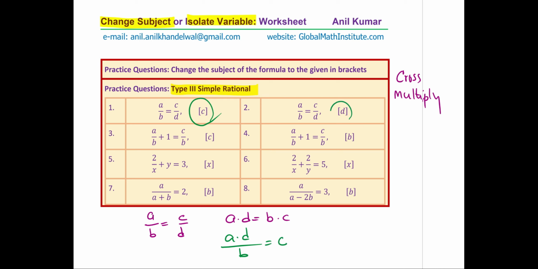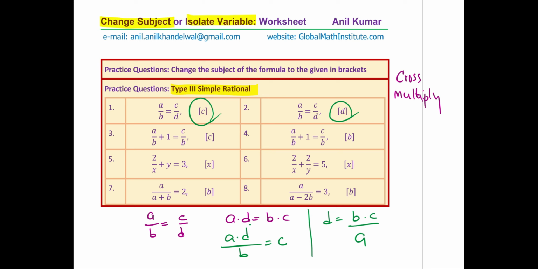Well, if you want to isolate D, in that case what? From here, D is equal to B times C divided by A. So you can actually crisscross and get the result. You can change the subject to whatever is required by cross multiplication, just as we have done. Does it make sense? So that is how you could do it.